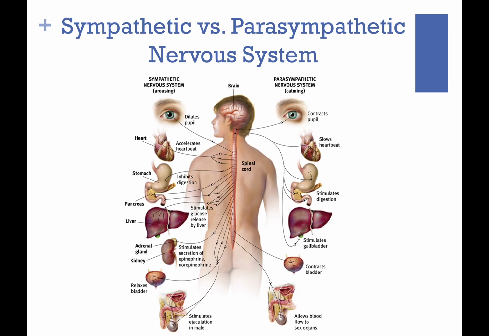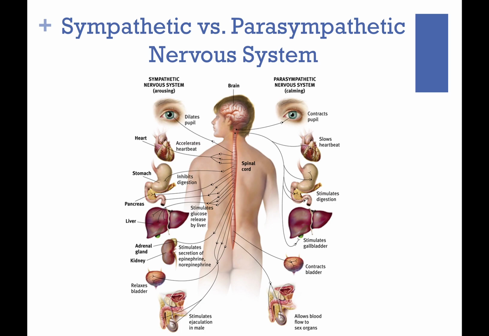If they say a physiological response for parasympathetic or calming, you would say the pupils contract again, the heartbeat slows back down to normal, digestion is stimulated again, the gallbladder is stimulated, the bladder contracts back again instead of relaxing, and you get normal blood flow. So basically what happens is sympathetic arousal in response to a threat, and you get parasympathetic calming so that you can go back down to normal.